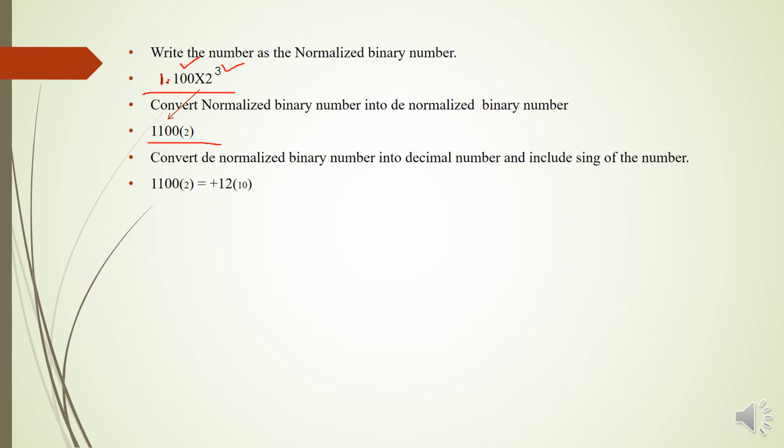We get 1100, which is the denormalized binary number. Convert this binary number into a decimal number and substitute the sign bit value, that is 0, nothing but plus. So the final answer is plus 12.